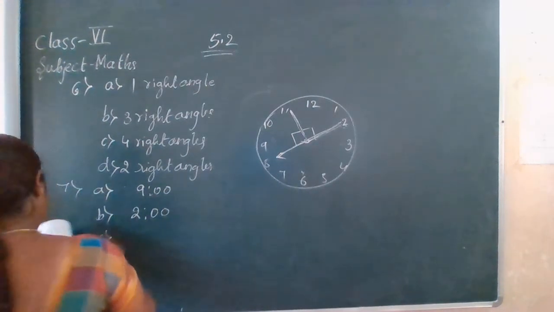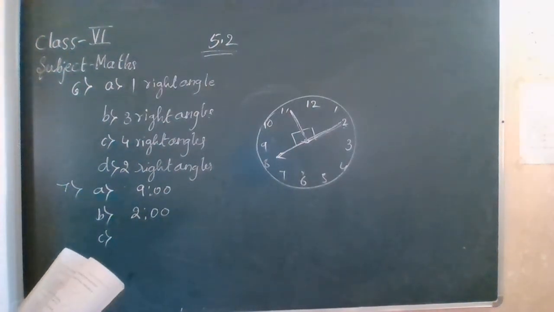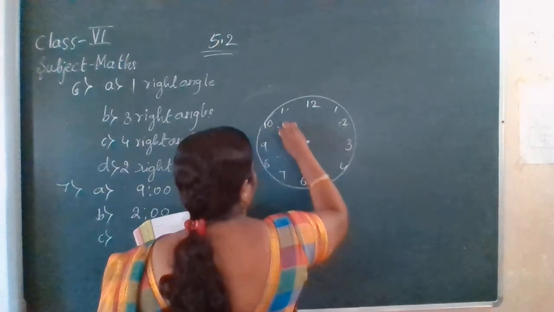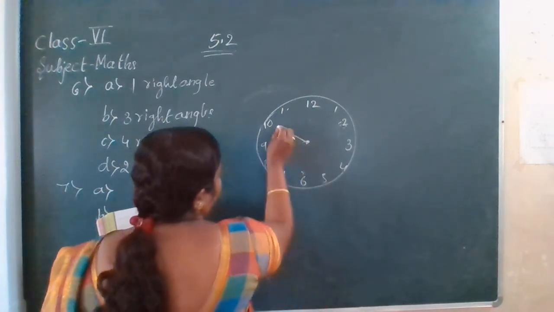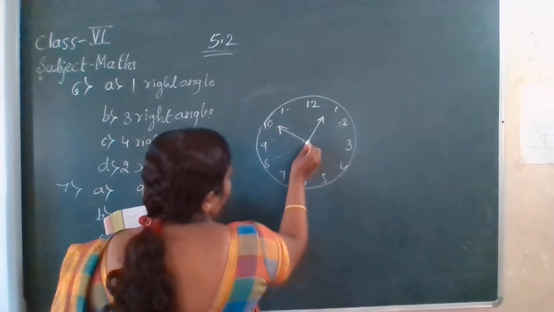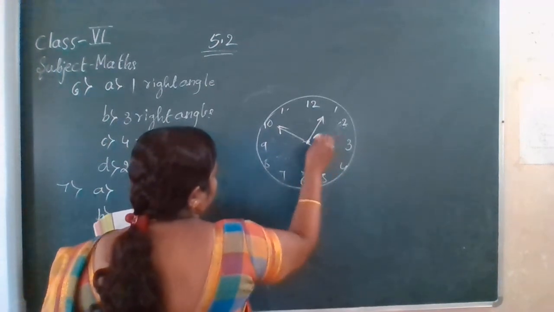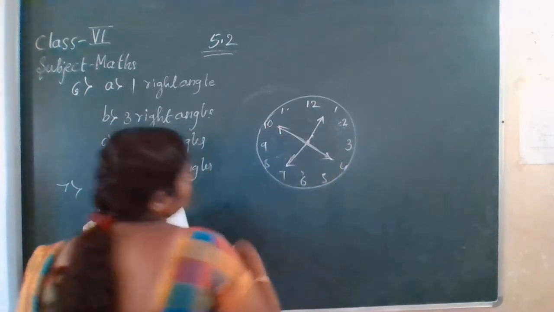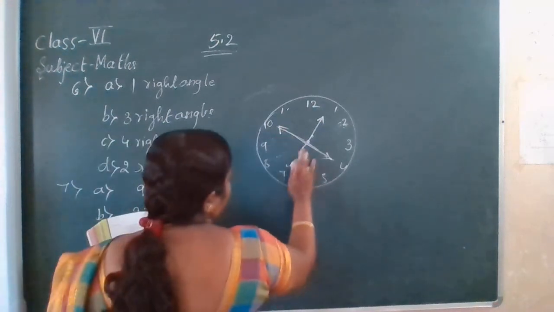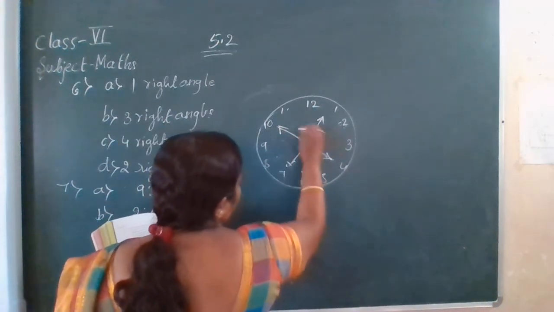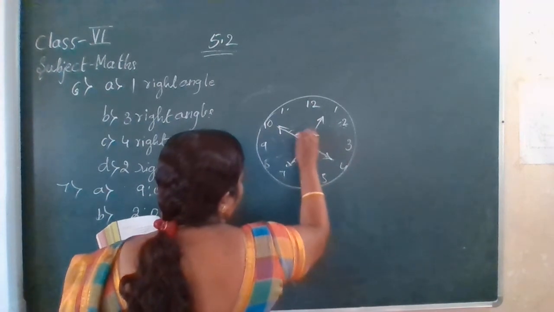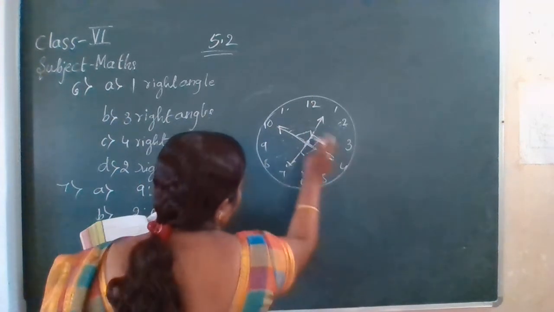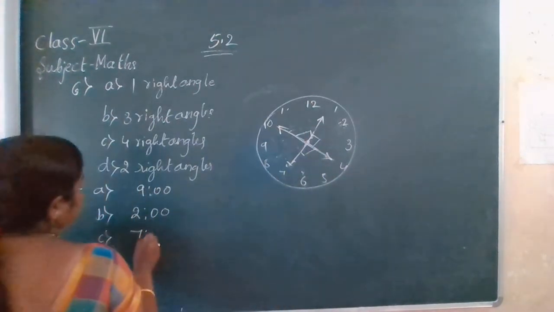Next, C. From 10 and turns through three right angles. From 10, three right angles. So one right angle will be to 1, another to 4, and the third to 7. It has started from here: 1, 2, 3. So 1, 2, 3 means it will come up to 7.